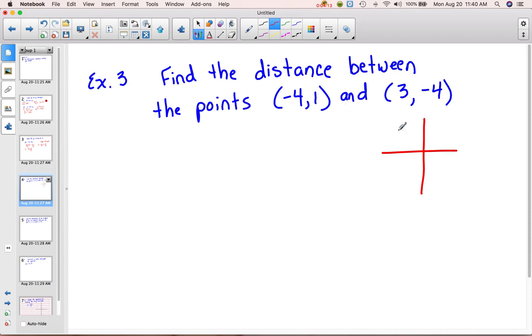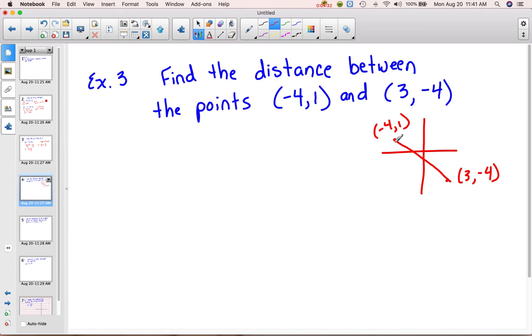-4, 1 is going to be in quadrant 2, and I'm just going to plot somewhere where it would be. So let's call that -4, 1. And 3, -4 might be down here, somewhere in quadrant 4. So 3, -4. And we're finding the distance between those 2 points.